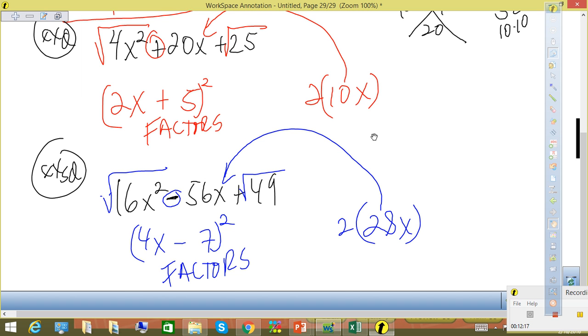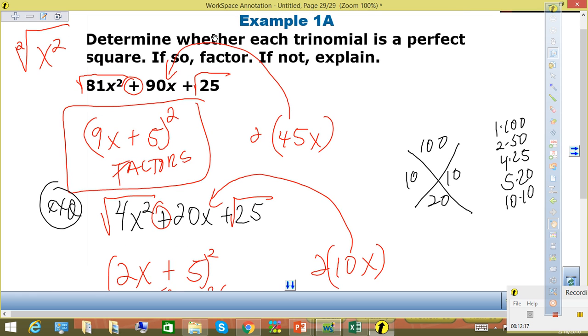All right, so we got these, right? For these next ones, don't write the instructions, just write the polynomial and see if you can go a little bit faster. But remember the instructions. Determine whether each trinomial is a perfect square. If so, factor it. If not, explain.